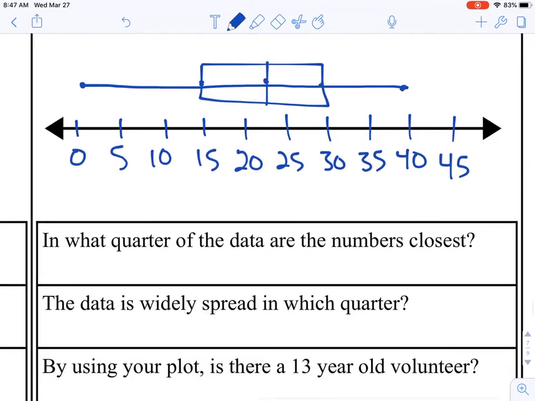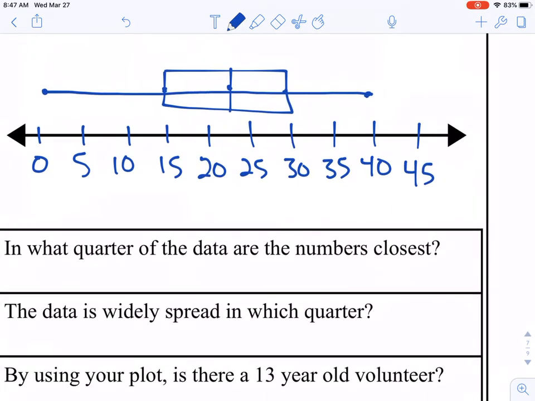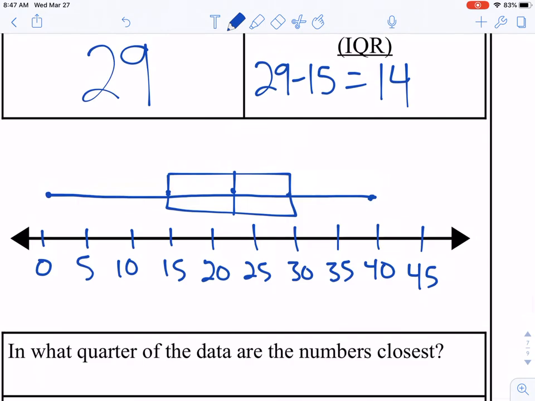All right, answering some questions. Now it says, in what quarter of the data are the numbers closest? So what this is referring to is, I'm going to write really small, this was 1, this was 15, 23, 29, and 39. What this is asking is, between what quartiles is the data closest?